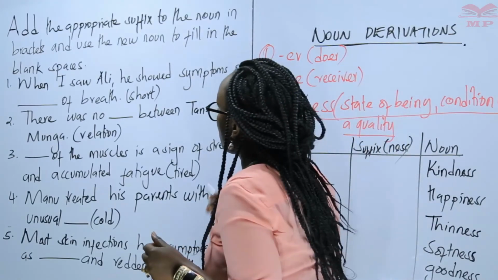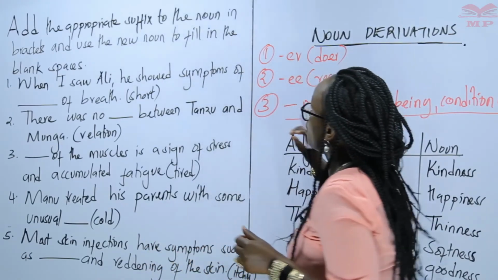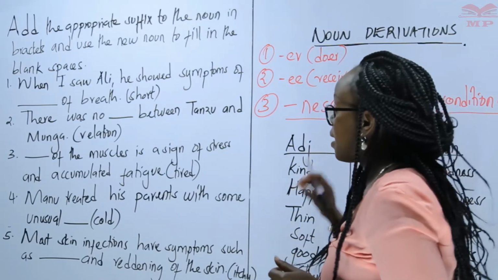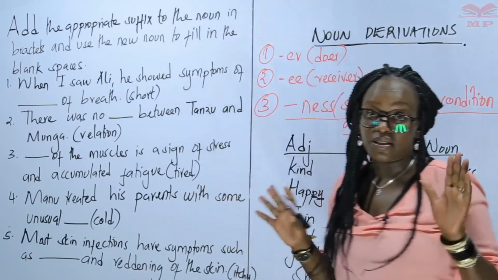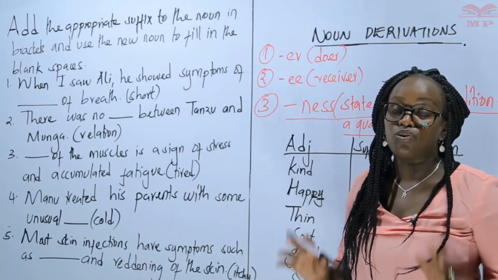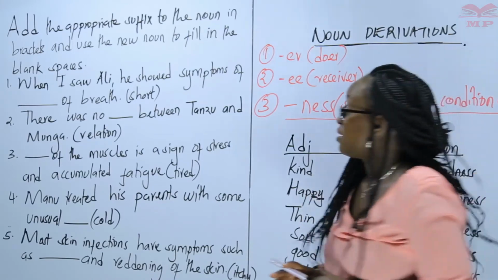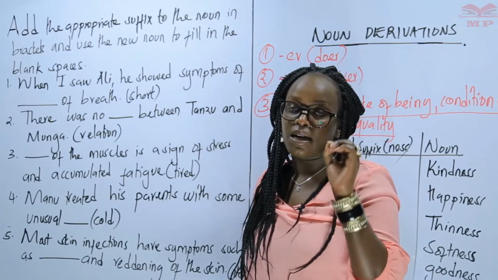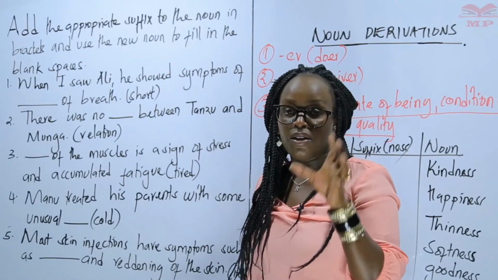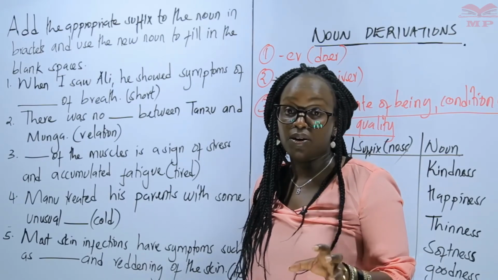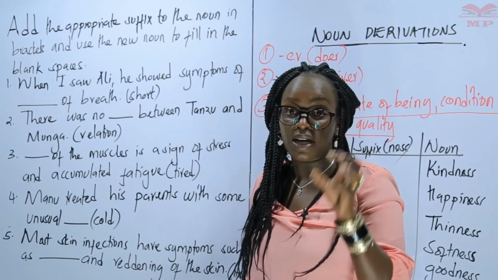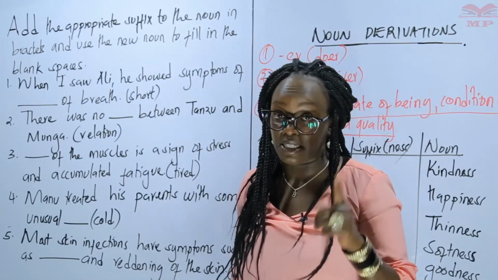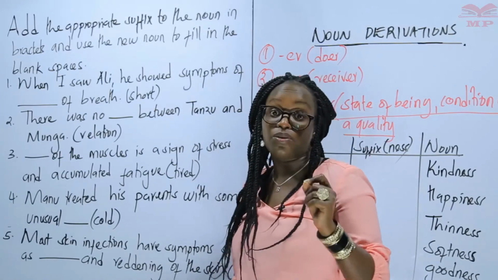The instructions are: add the appropriate suffix to the noun in brackets and use the new noun to fill in the blank spaces. We have already talked about the suffixes. So at this point, you're free to use the most appropriate suffix. And every set of instructions always has a keyword. If you don't understand that particular keyword, you're bound to get lost, or you will not be able to answer the questions. I cannot point out the keyword to you because it's an assignment. Make sure that you can point out the keyword.